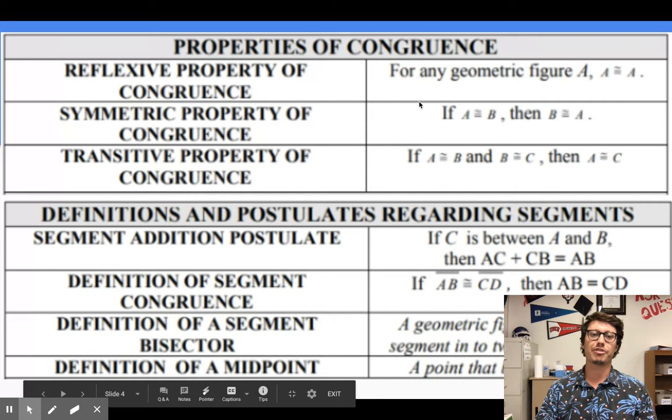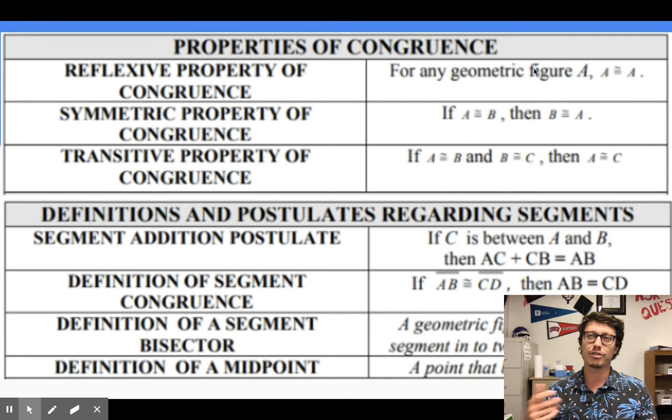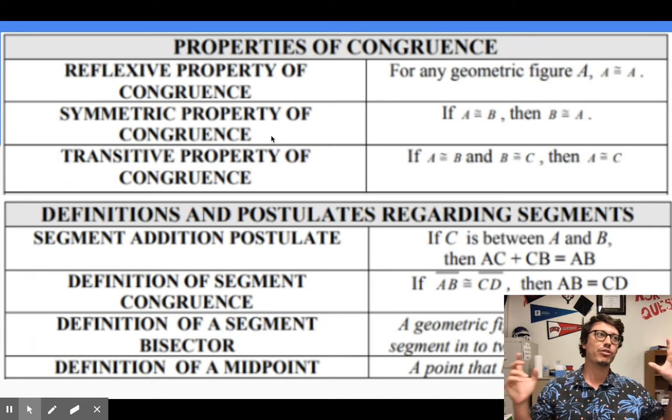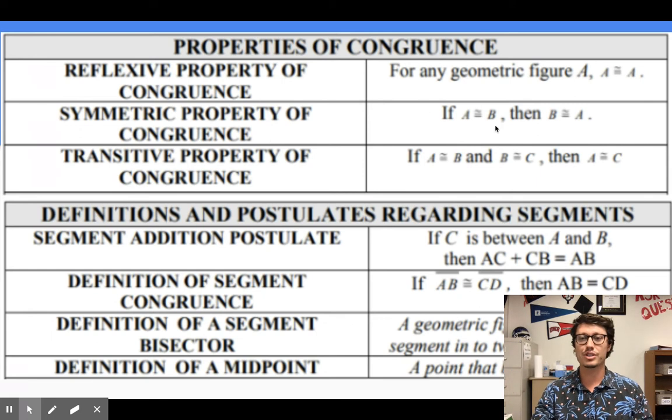Reflexive property: all this says is that one thing is congruent to itself. Think about reflexive as looking at yourself in a mirror. Your picture in the mirror versus your actual body, they are the same thing. They are congruent. Symmetric means that you can have the same thing on either side. It doesn't matter which side it is on. So if A is congruent to B, all the symmetric property says is that you can switch it around and say that B is equal to A, or congruent to A.